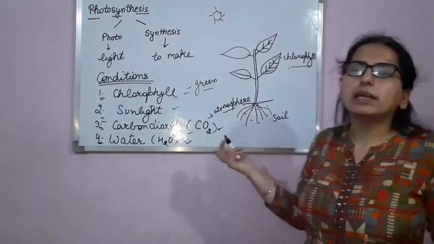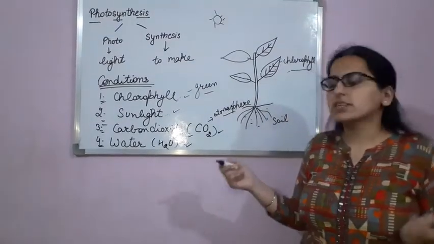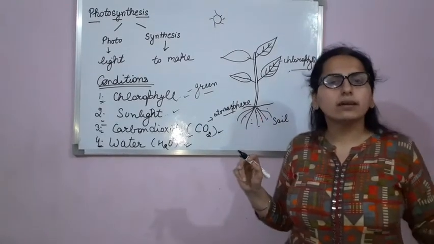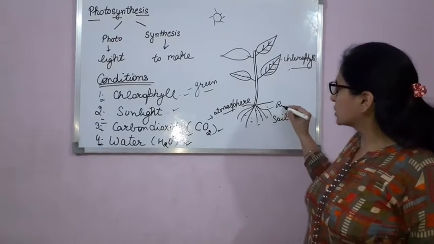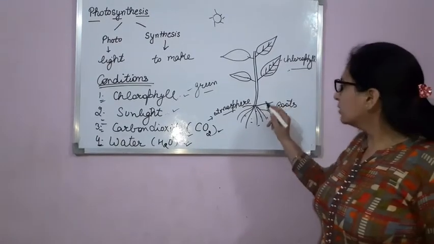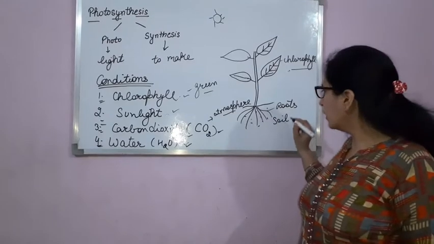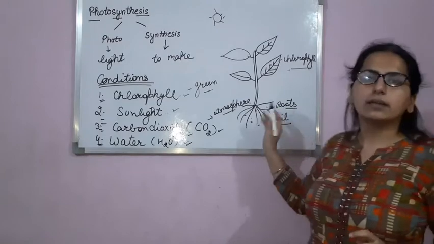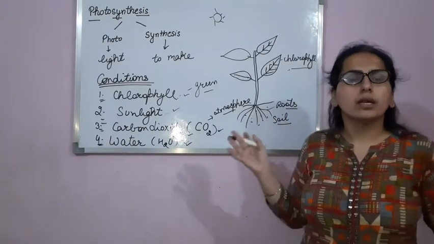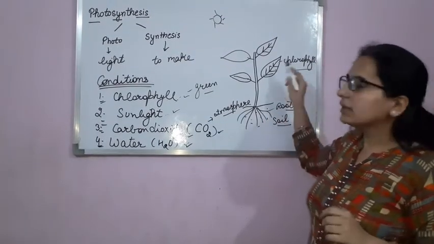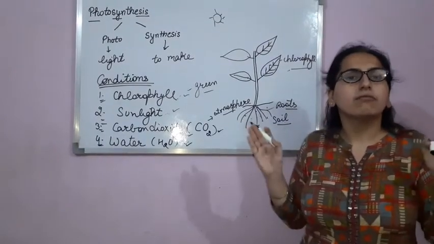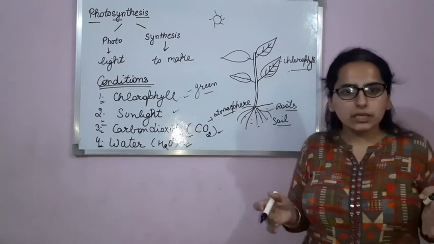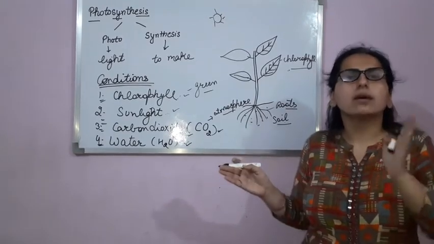From where the plant will take water? It is quite obvious. It will take the water from the soil. How will it take? With the help of roots. Now just think. Roots have taken the water. But this water is required by the leaves. Because leaves are the food factory of the plant. Photosynthesis will take place only in the leaves.